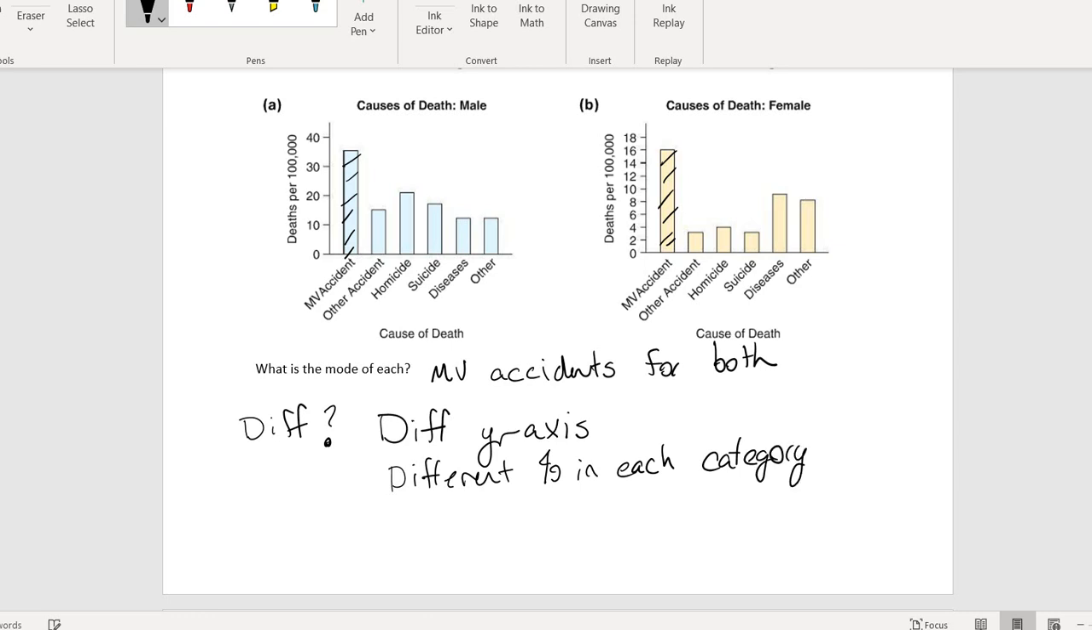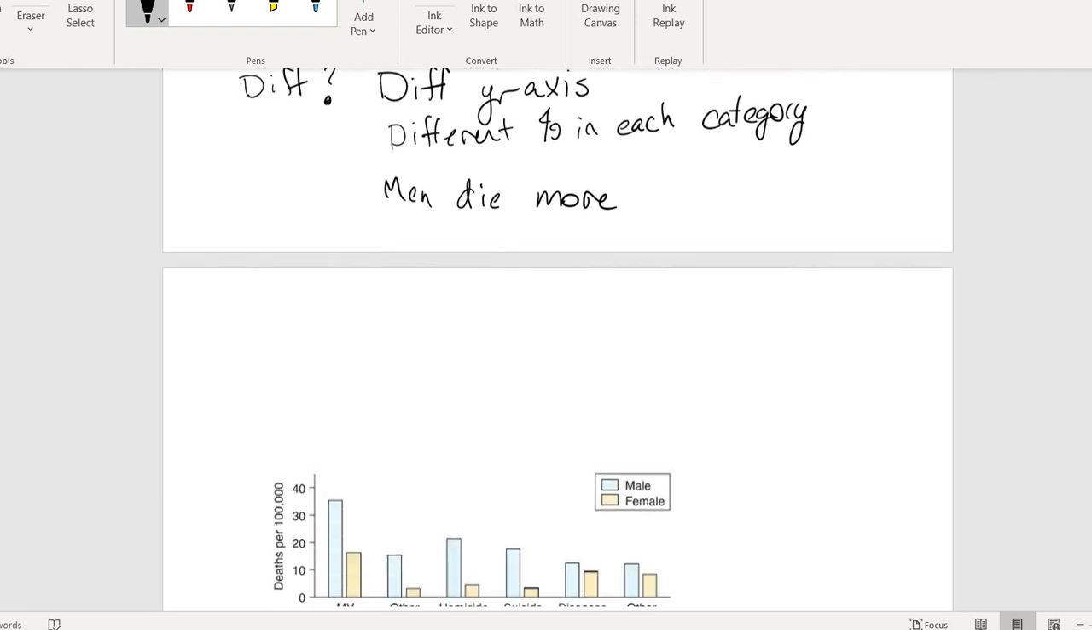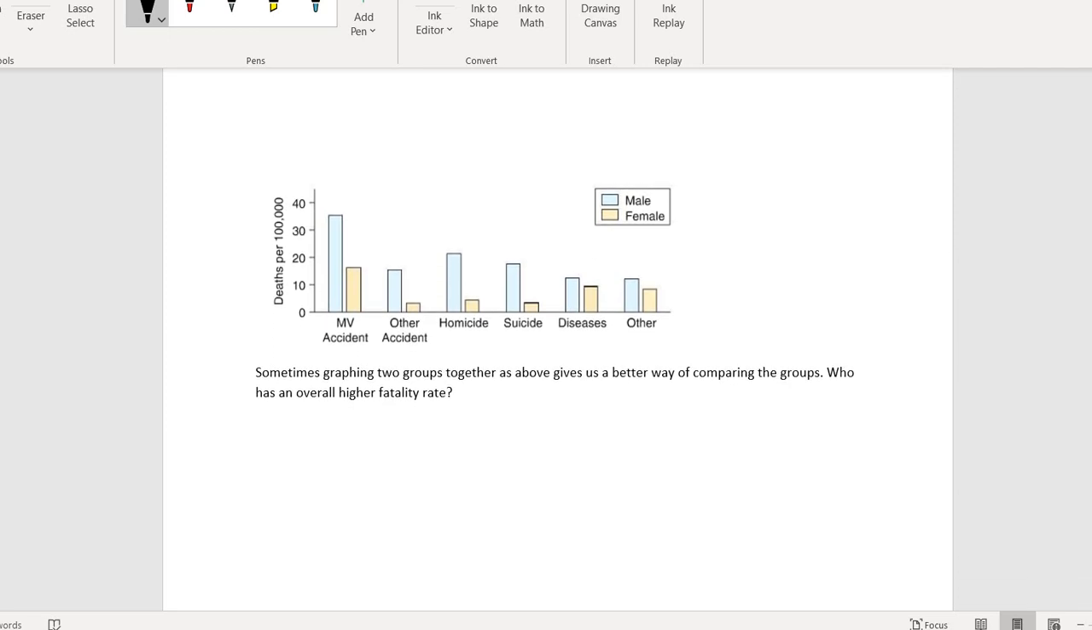Also, look at all of the men's heights, they're a lot higher, so men die more often. I think where this data came from is deaths per 100,000 visits to an emergency room. So what might help us instead is if we look at them on the same graph. If we look at them on the same graph, what we can see is that women definitely die less than men when they visit the emergency room.